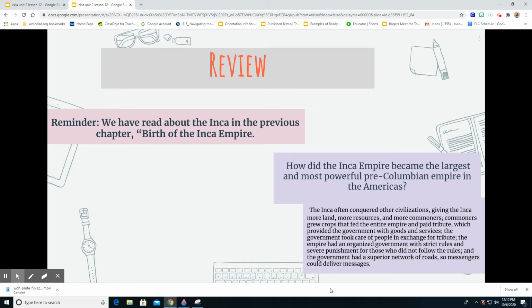was how did the Inca Empire become the largest and most powerful pre-Columbian empire? And it was several things. First, they had a lot of land, a lot of resources. They had a lot of commoners, and these commoners made food and were able to pay tribute. The government had good resources and services, and they had a very organized government with strict rules. You remember they had their messengers and a superior network of roads. They had one of the longest roads in the pre-Columbian world. So a lot of factors played a part, and that's why they were so successful and one of the most powerful empires.